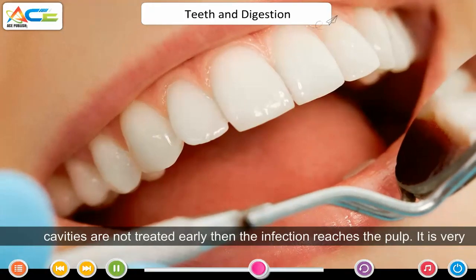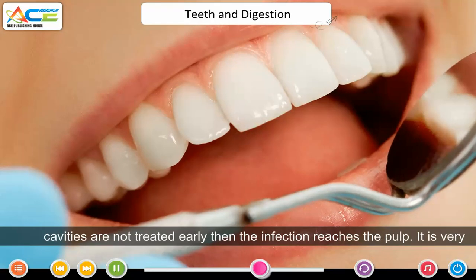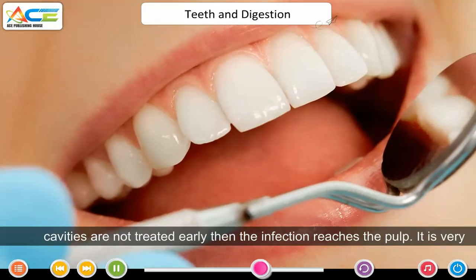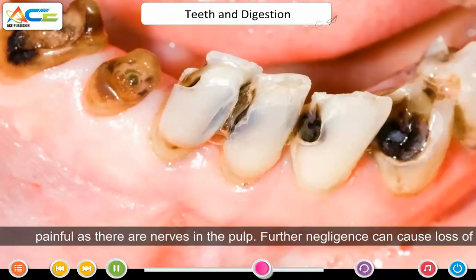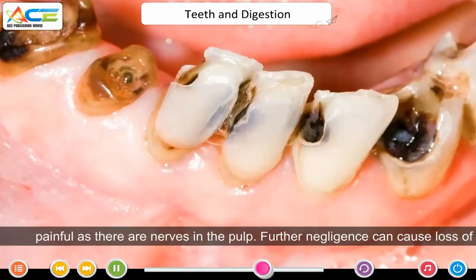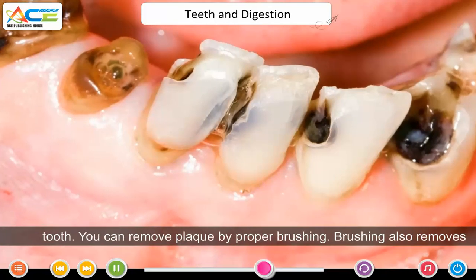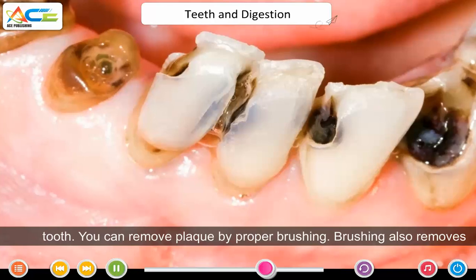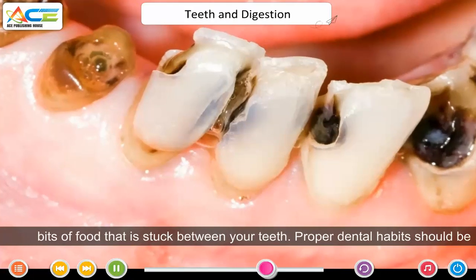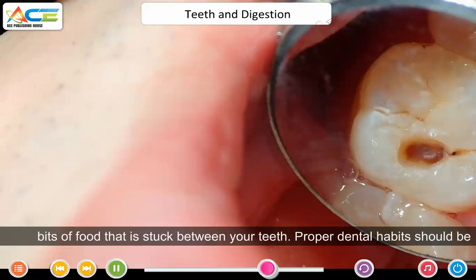If cavities are not treated early, then the infection reaches the pulp. It is very painful as there are nerves in the pulp. Further negligence can cause loss of tooth. You can remove plaque by proper brushing. Brushing also removes bits of food that is stuck between your teeth.